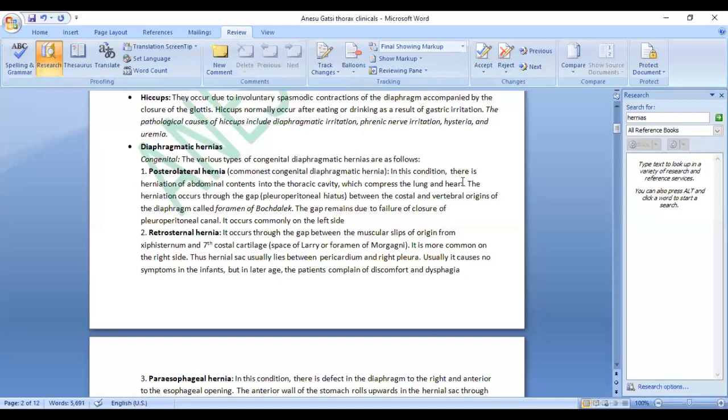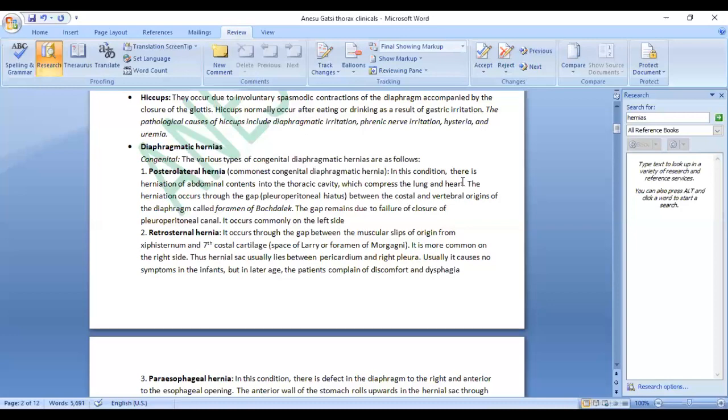So you may have herniation of abdominal contents into the thoracic cavity, and then they may compress the lungs and the heart, and you're more likely to have hypoplastic lungs, because during development, when your lungs want to descend, they won't have room to descend.